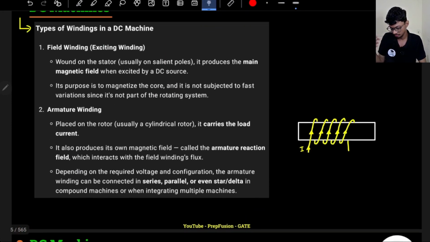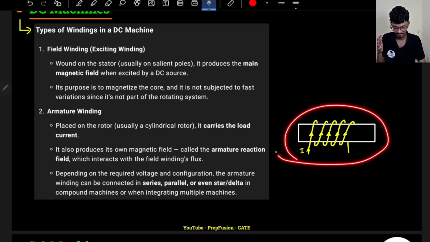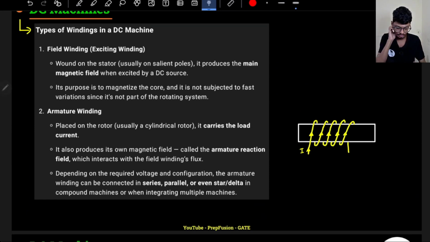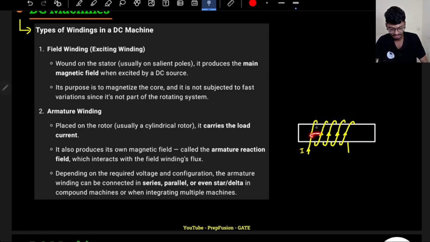Now coming further, my field winding can be zoomed in like this. You have to remember what direction you will give to the field winding, and you have to understand that as well. So here, if the current direction is like this, can you tell me what will be the direction of the field? We have learned this also. I will simply use the right hand curl rule.